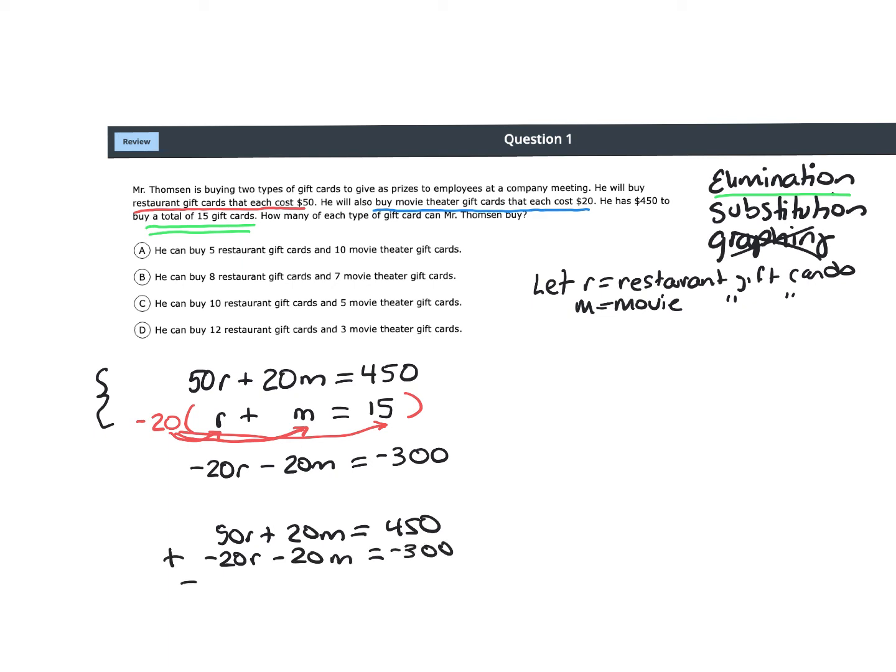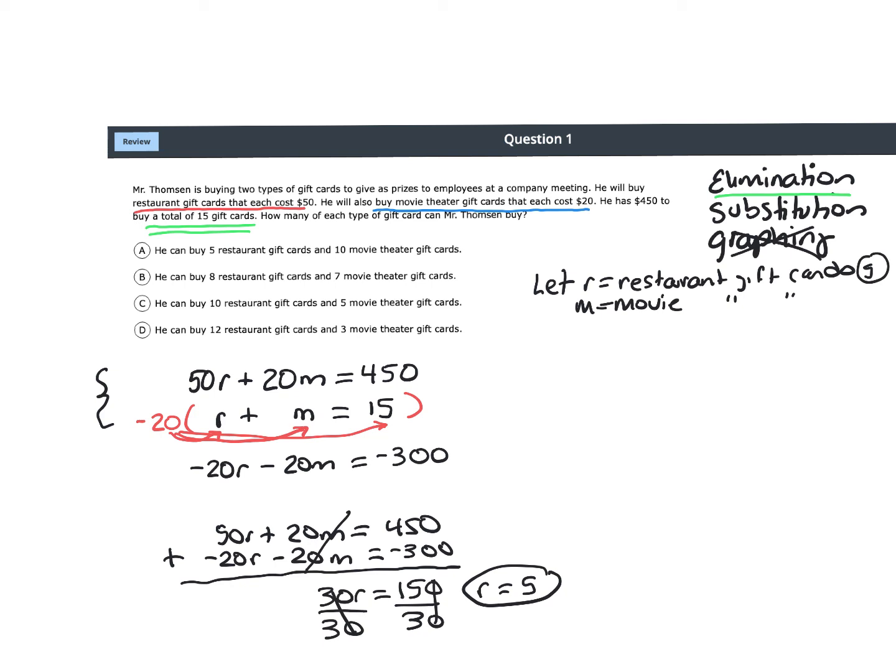The way elimination works, you add them up, and the 20m and negative 20m cancel out. 50r minus 20r gives me 30r, and 450 minus 300 gives me 150. This is a one-step equation, so I would divide both sides by 30. I can cancel out my zeros, and I can see that r is going to be 5. That means you're going to be able to buy 5 restaurant gift cards. And you know that the two together add up to 15, so you're going to be able to buy 10 movie gift cards.